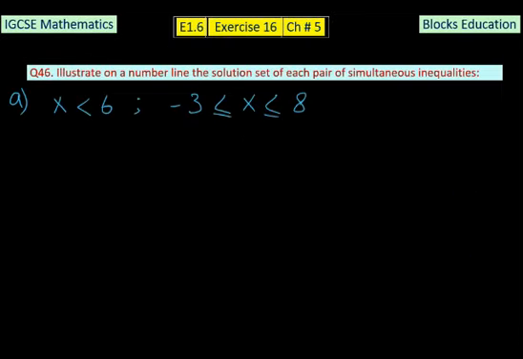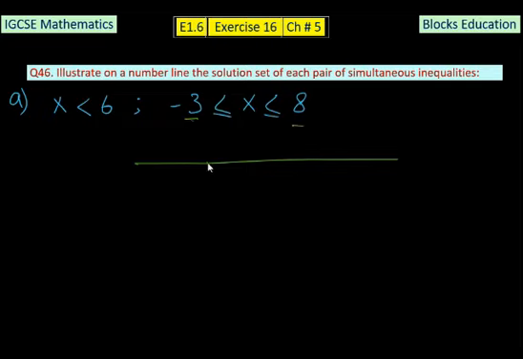In question number 46, it says illustrate on a number line the solution set of each pair of simultaneous inequalities. We have two inequalities, one this and the other this, and we have to see the combined effect of this pair of inequalities on a number line. So let's draw it on a number line. Let's draw this one first. Let's say this is the number line. The x is squeezed between minus 3 and 8.